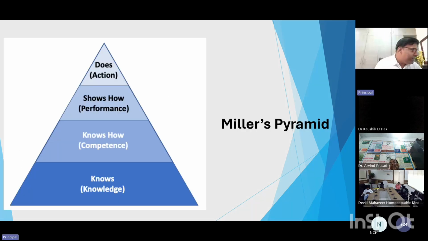Now, the next technical aspect is Miller's pyramid. You must have known these 4 stages: knows, knows how, shows how, and does.